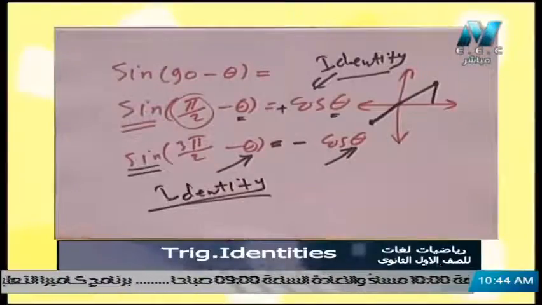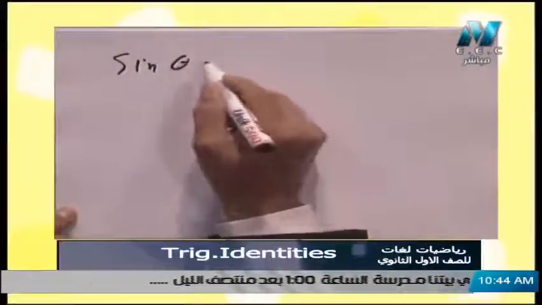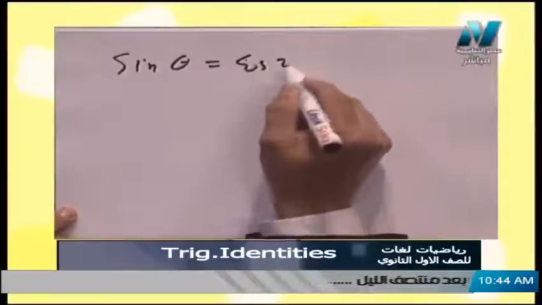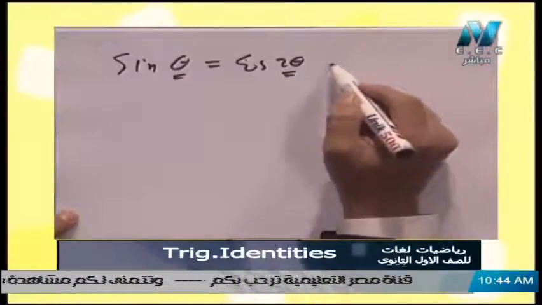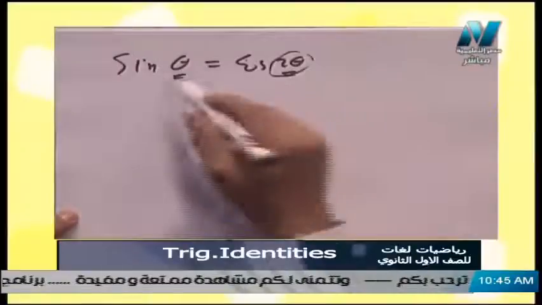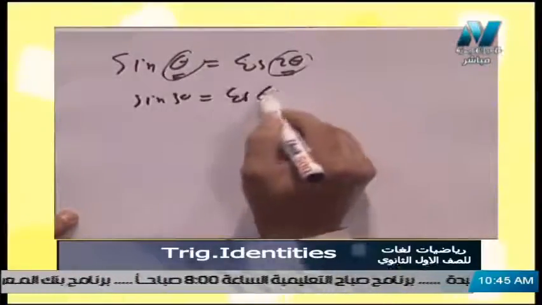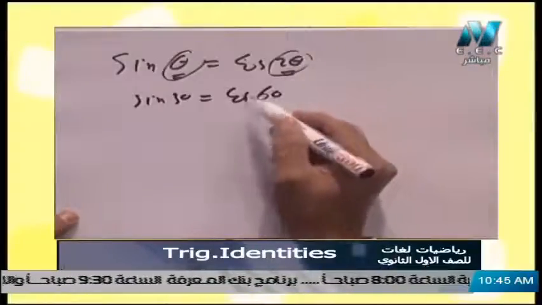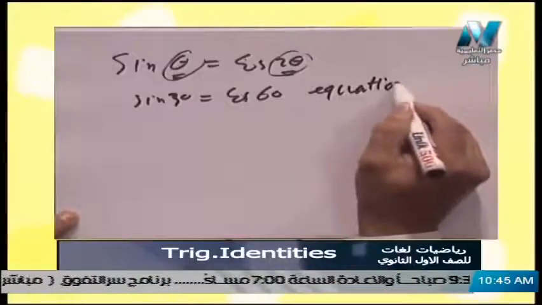We also have sine theta equal cosine 2 theta. Is it an equation or an identity? It's just an equation because it has a specific answer, as sine 30 equals cosine 60. This number is double 30. So it's an equation because they don't equal all the time.